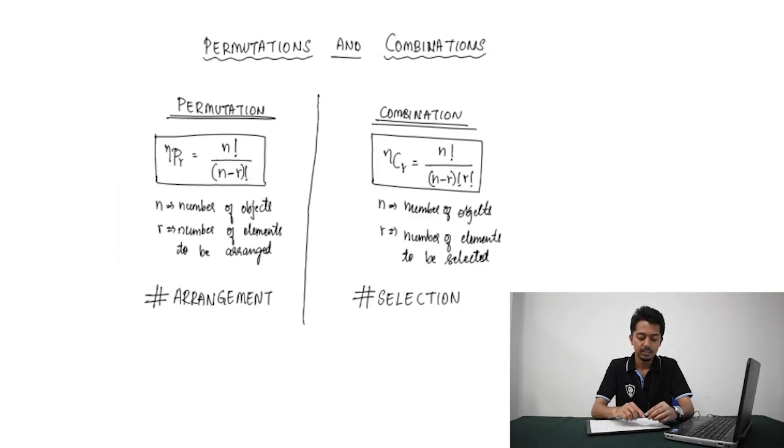So, the formula for permutation is nPr is equal to n factorial divided by (n minus r) factorial, where n is the number of objects or elements, and r is the number of elements that have to be arranged. And the formula for combination is nCr is equal to n factorial divided by (n minus r) factorial into r factorial, where n is the number of objects or elements, and r is the number of elements that have to be selected out of that.